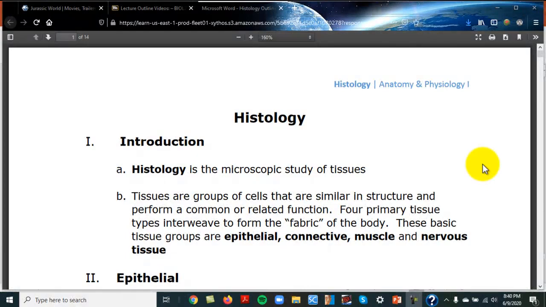Okay, this is going to be a series, well, not a series. This is going to be 3 videos. I'm going to do one video on epithelial, one video on connective, and one video on muscle and nervous. So this section is covering histology.